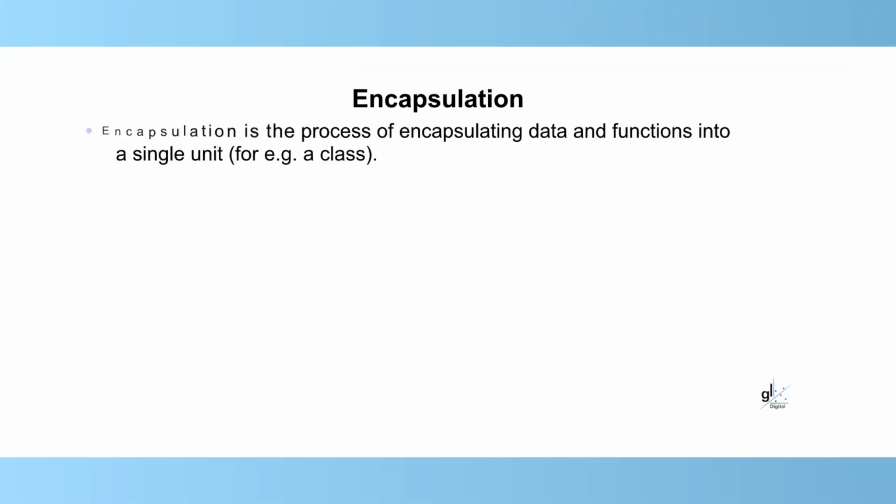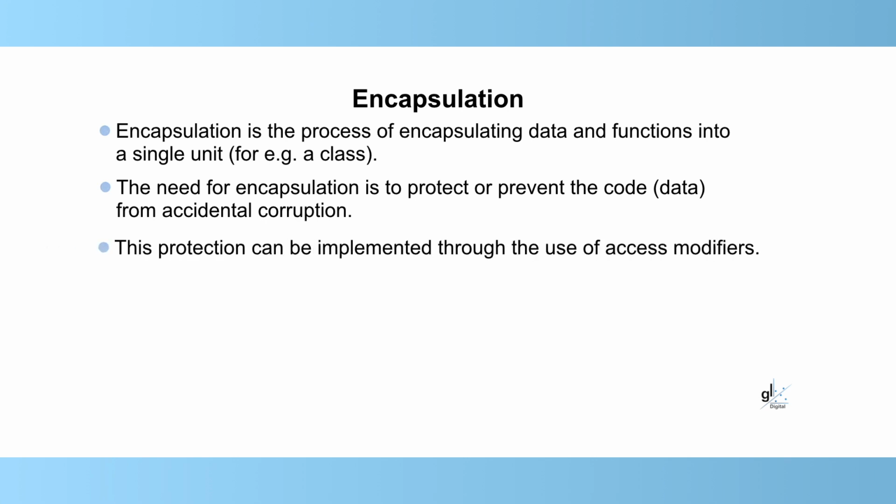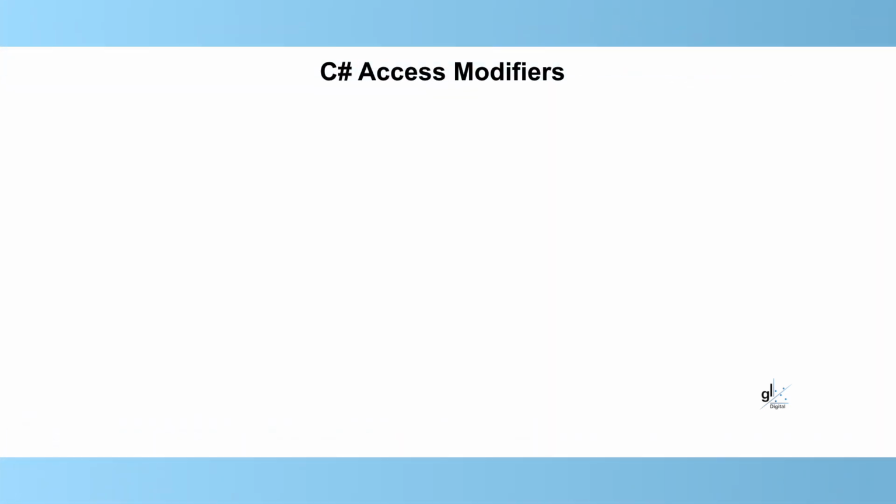What is encapsulation? Encapsulation is the practice of encapsulating data and functions into a single unit, a class for example. The need for encapsulation is to protect or prevent the code data from accidental corruption. This protection can be implemented through the use of access modifiers. The available access modifiers in C# are applied to types or members through the following keywords and keyword combinations.